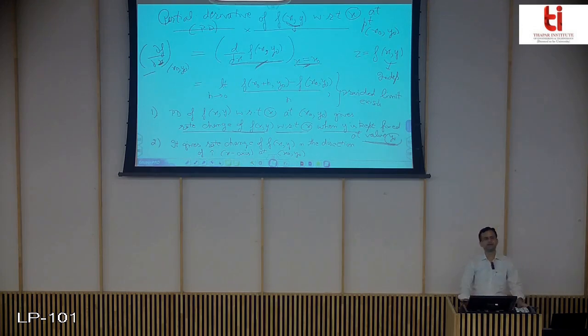That is, the partial derivative of f(x,y) with respect to x at point (x naught, y naught) gives you rate change. Why we are discussing direction here is because it is going to be used in another topic, directional derivative. So this is the base of that concept: the partial derivative of f(x,y) with respect to x gives you rate change of f(x,y) in the direction of i cap or x-axis.